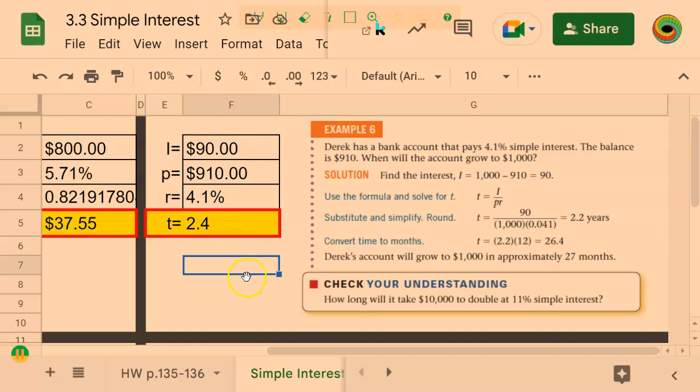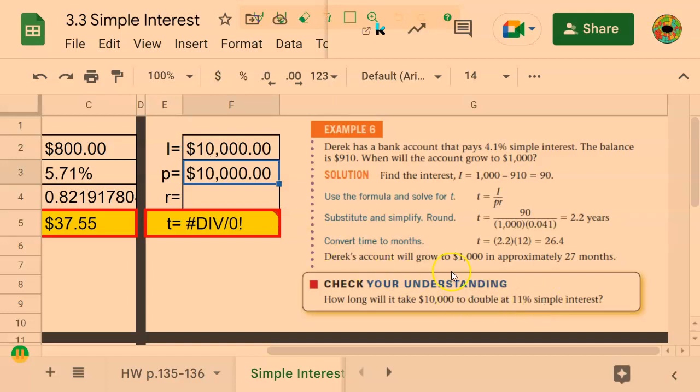Now, the check your understanding down here says, how long does it take to double? You have a homework question like this. How long does it take to double? What would you put in here for this question? Well, the principal would be 10,000. To double would be 20,000, meaning the interest is also 10,000. So when it says double, it's asking you, how long does it take you to get as much interest as you started off with? So if we start off with 10,000, how long does it take to get another 10,000? And that would be doubling, because now you have 20,000 total.